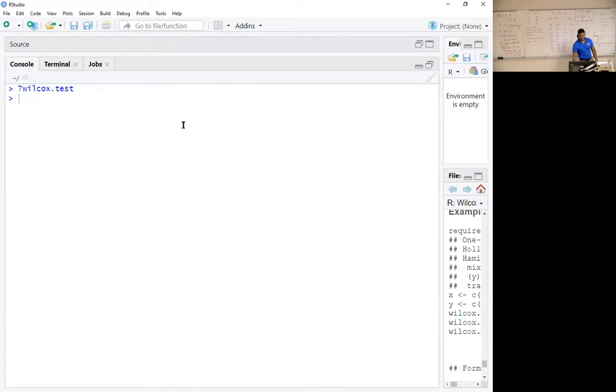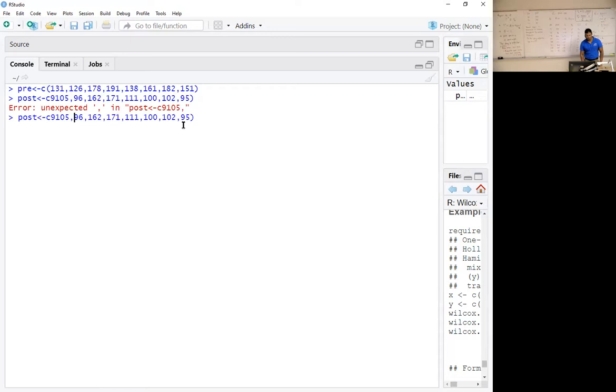So I'm going to type in all the values. The pre values would be x: 131, 126, 178, 191, 138, 161, 182, 151. Post values: 105, 96, 162, 171, 111, 100, 102, and 95. Yeah, good. So pre, post.